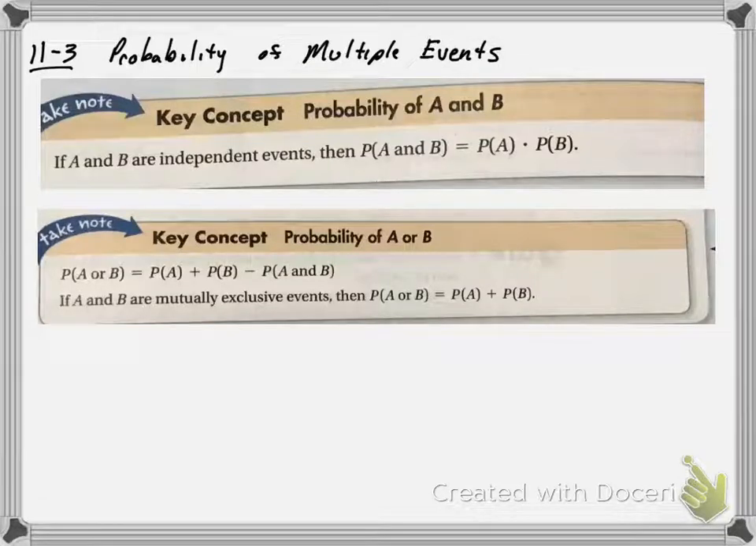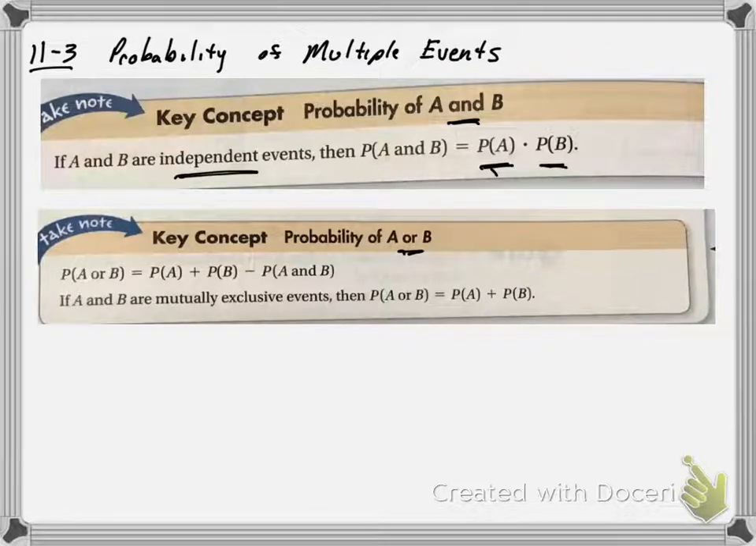11.3 is about probability of multiple events. So again, the key here is wording of things, and or the word or. If A and B are independent events, then probability of A and B, what we want to do is multiply them. The key here is independent events.